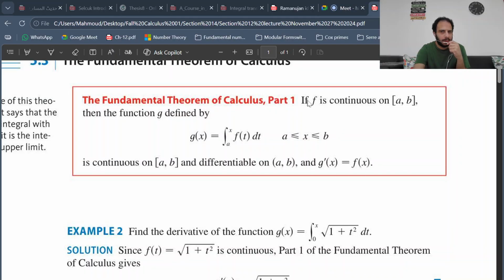See here, you start with function f continuous. You get what? You get continuous and differentiable. So that's nice, right? You can consider this integral from a to x as a machine: you give it a continuous function on the closed interval, and it gives you a function continuous on the closed interval and differentiable on the open interval. So it's a nice machine, right?